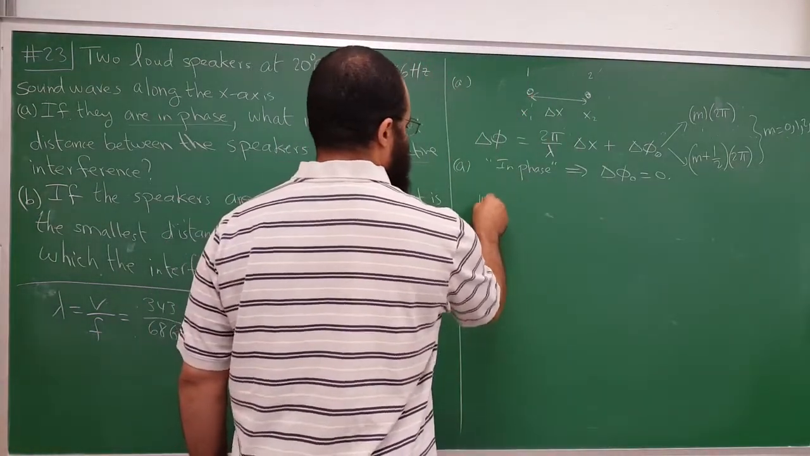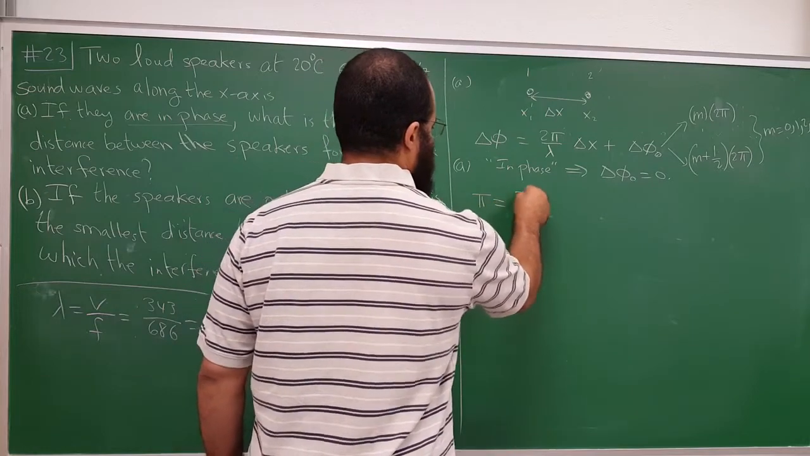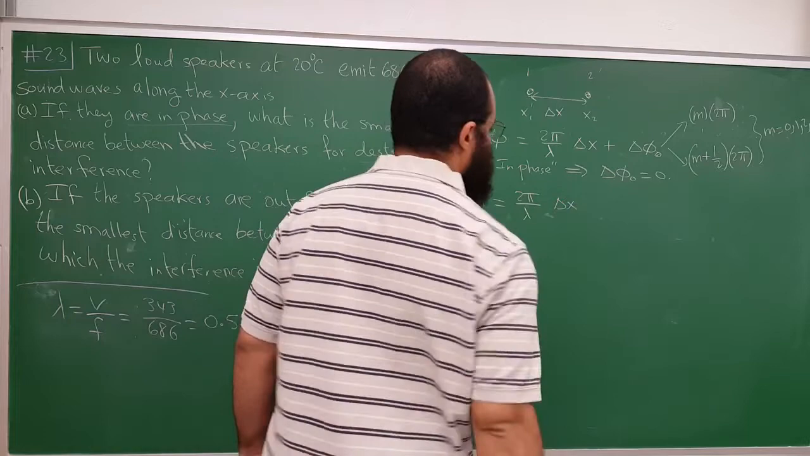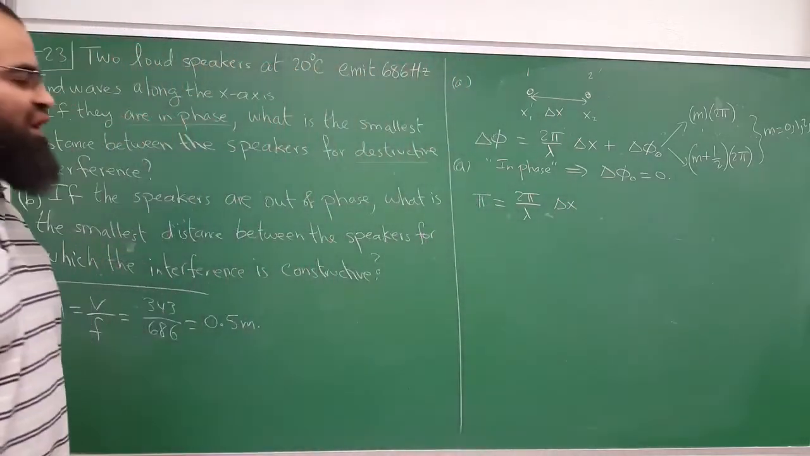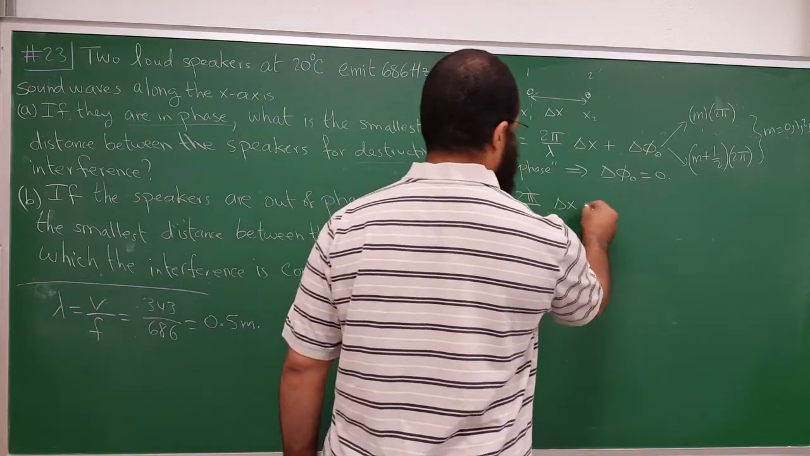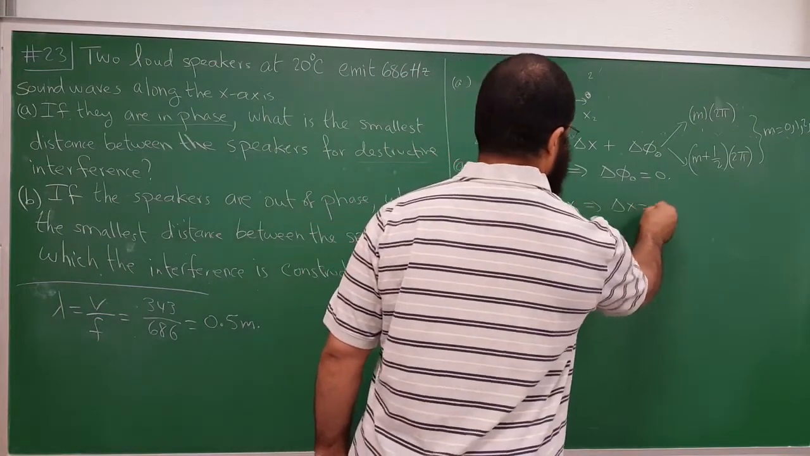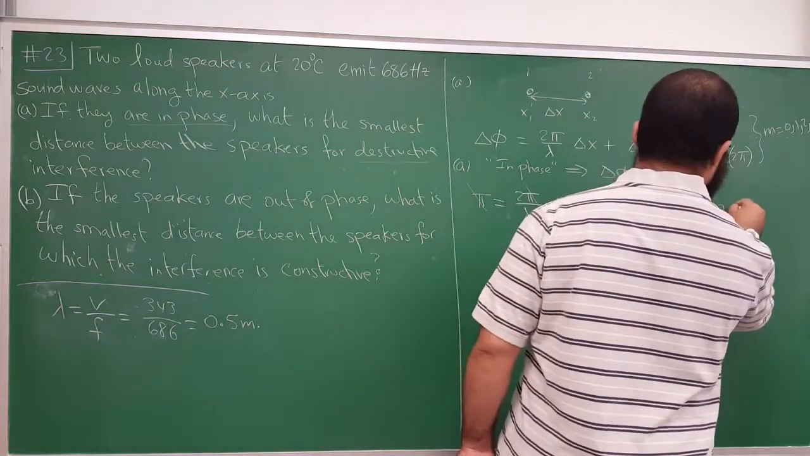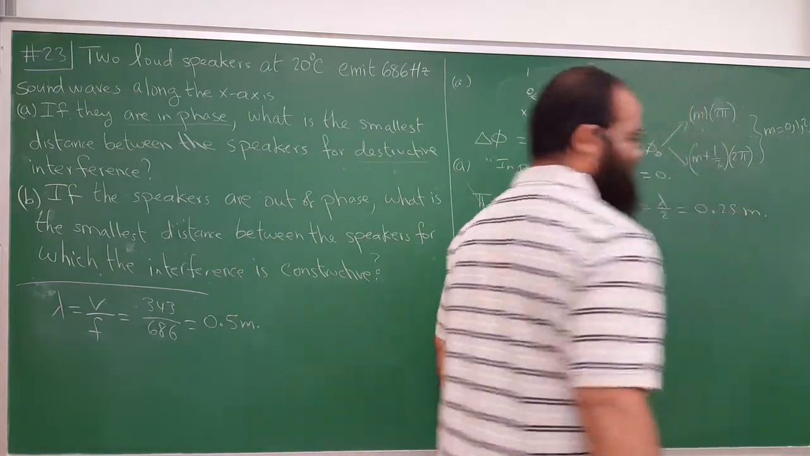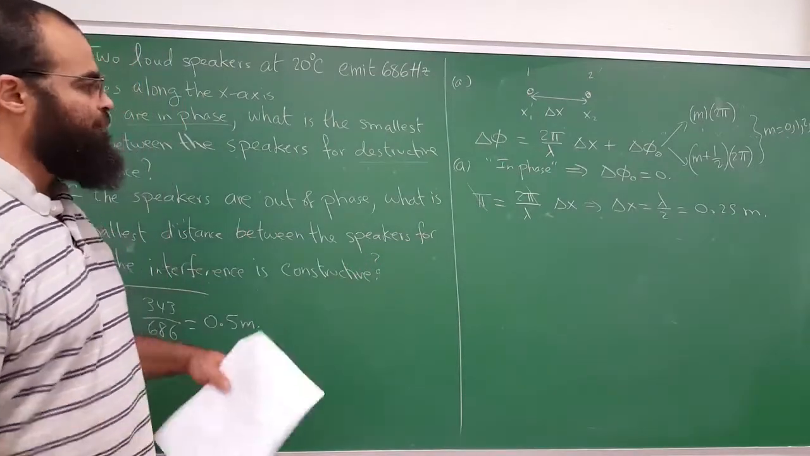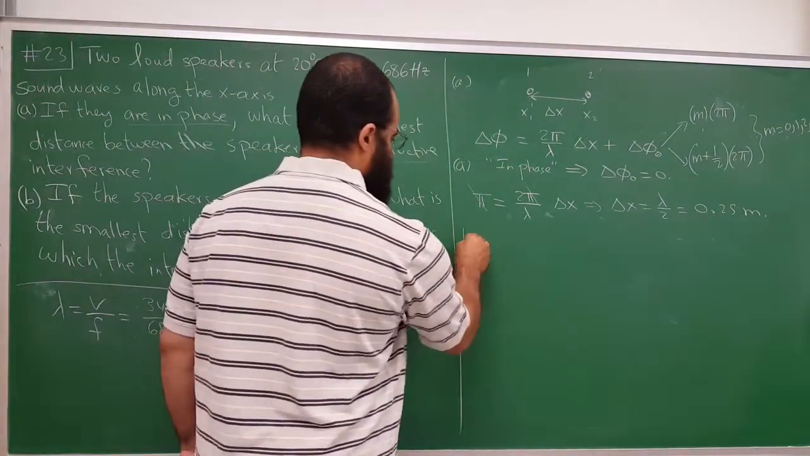So first, the left side will be pi. In here I have 2 pi over lambda times delta x plus 0. Delta phi 0 is equal to 0 because they are in phase. And so the pi goes away, and so delta x will equal lambda over 2. And that is 0.25 meters. Let me just check. I have it correct? Yeah, that is correct. Let's go to part B.